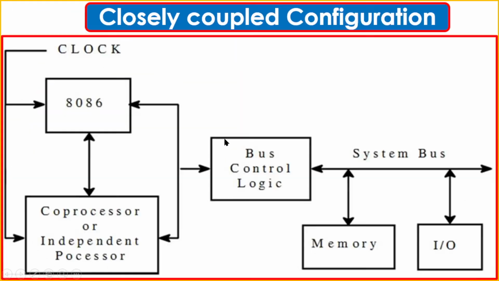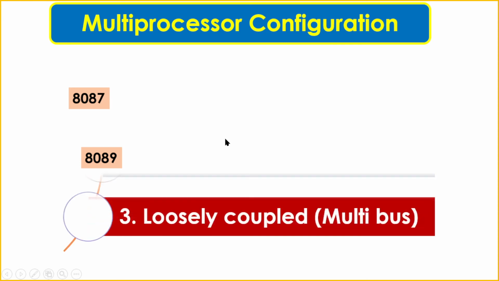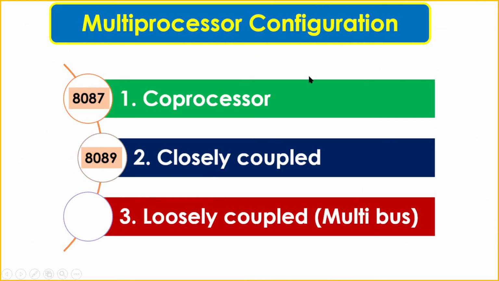Once again, I summarize. In this, we have a multiprocessor configuration. We have a coprocessor, which means an additional processor with the 8086 to complete one application's instructions. That coprocessor may be connected through closely coupled and loosely coupled configurations. These two are the connecting methods. That's what I wanted to say in this.